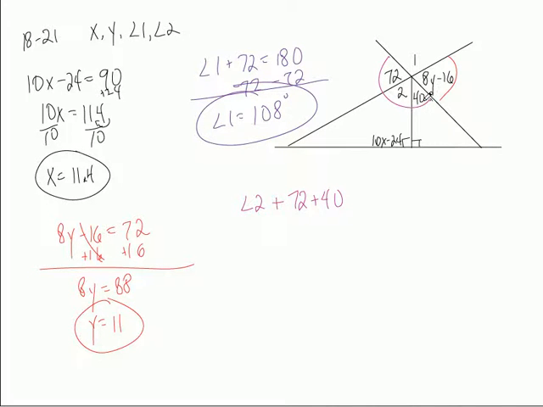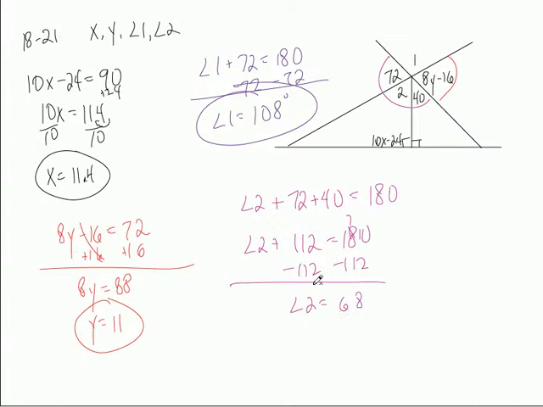So watch, angle 2 plus 40 plus 72 equals what? 180. They all form a straight line, don't they? All three of those? So now let's do some math. I'm going to add these up first. 72 and 40, that's 112, is that right? Equals 180. Subtract 112 from both sides. So angle 2 equals whatever that is. Let's do that. That's an 8 and that's a 6. There's your 68. And there it is, just like that.